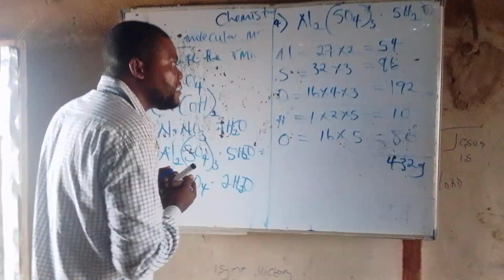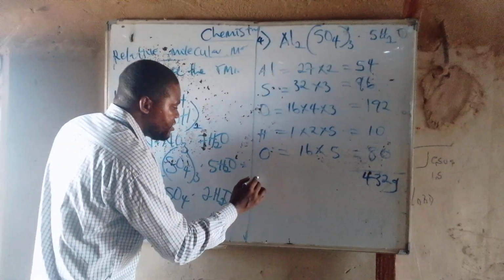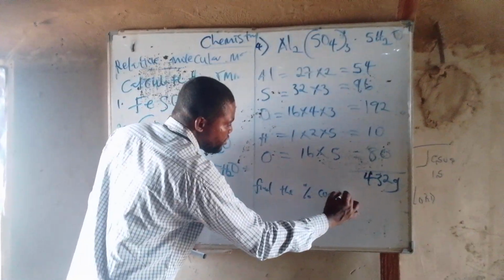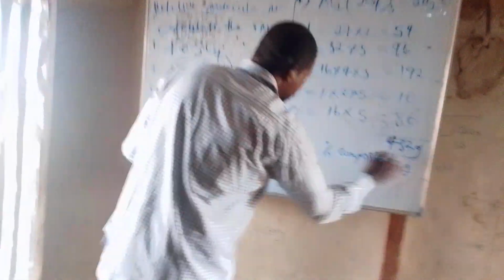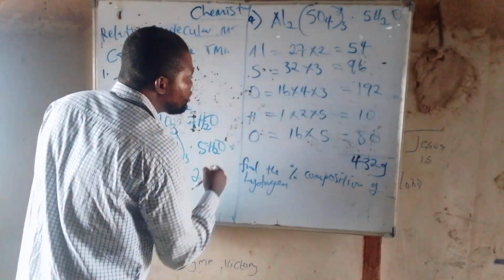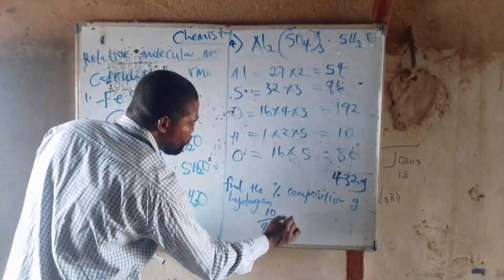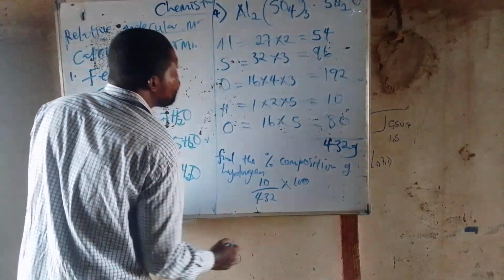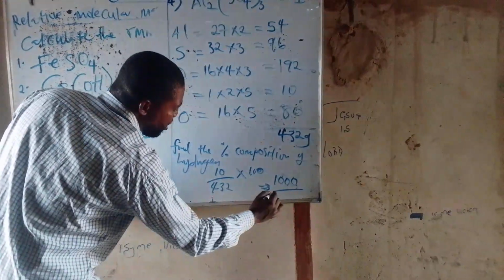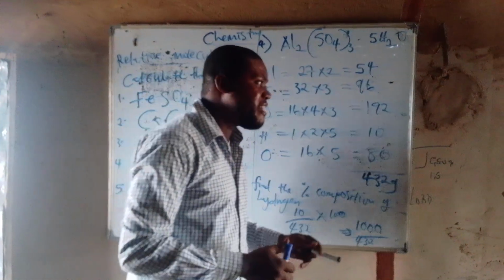If I'm now asked to find the percentage composition of hydrogen in this compound, the hydrogen here is 10 over total grams 432 times 100. A normal student will know that 10 times 100 will give me 1000 over 432. Divide your answer, get it to decimal places and write percent.